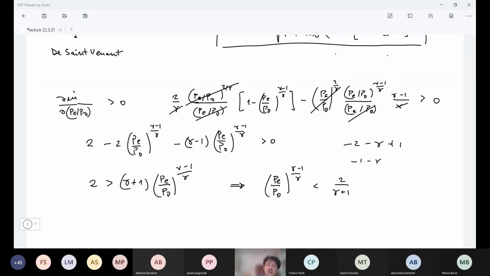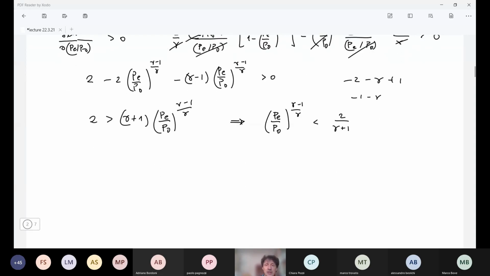And this is exactly what happens when we are at sonic condition. In fact, you recall that PE over P0, third time at least that we are writing this today, in general is 1 plus gamma minus 1 half M squared to the power minus gamma over gamma minus 1.